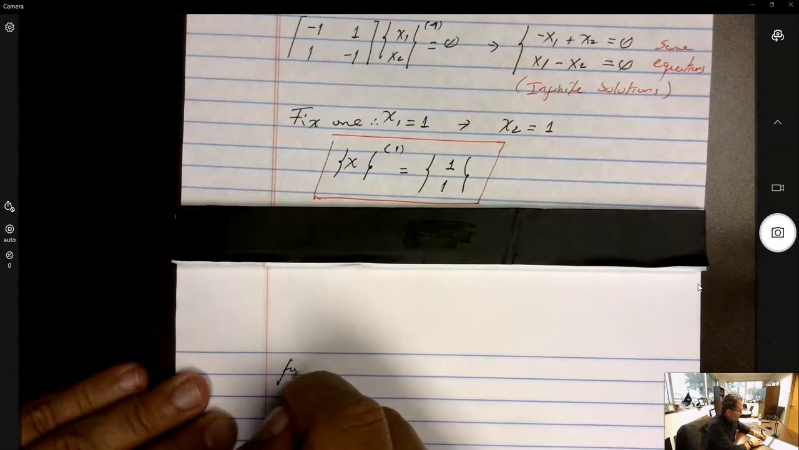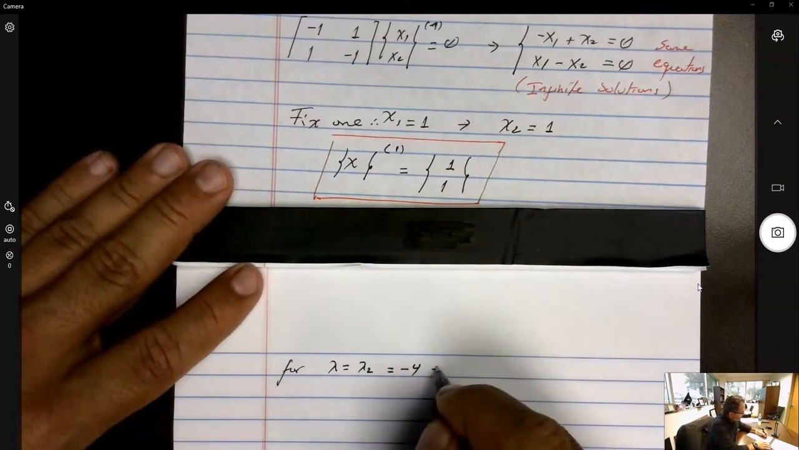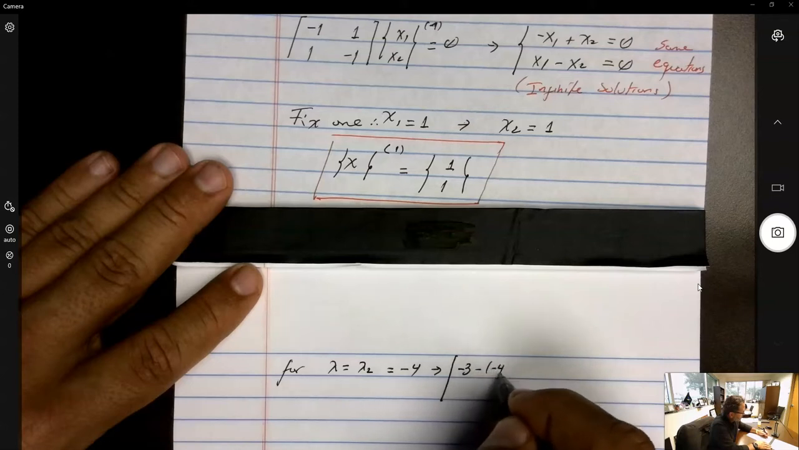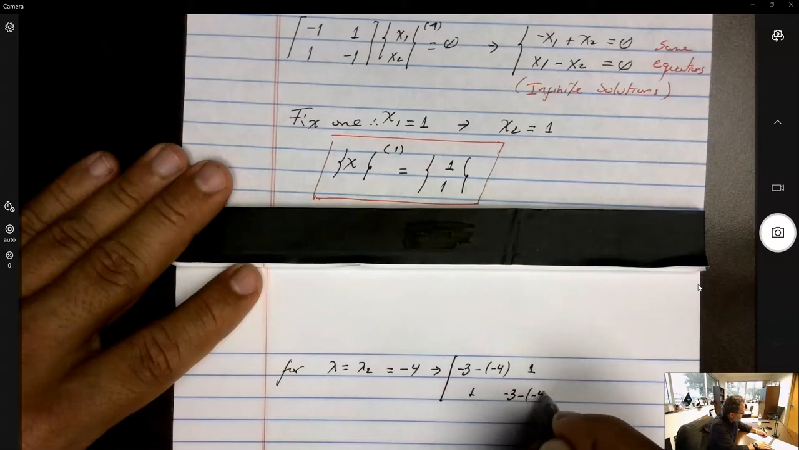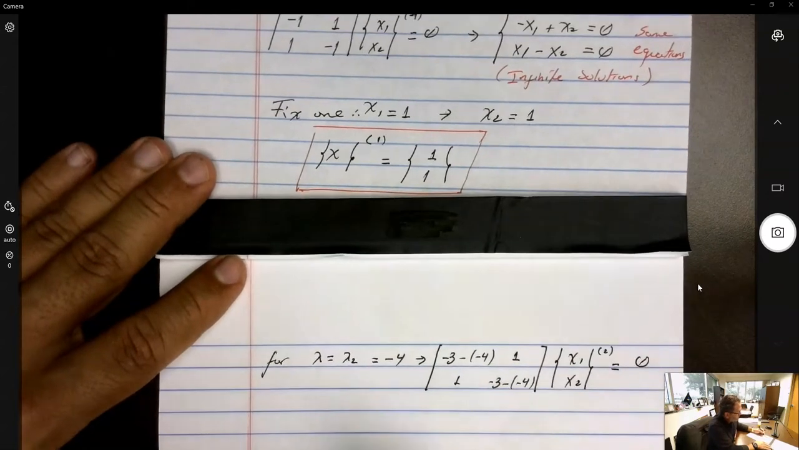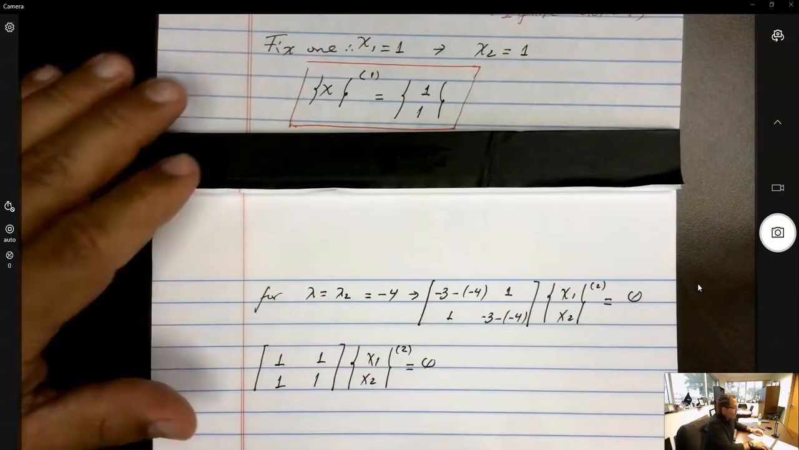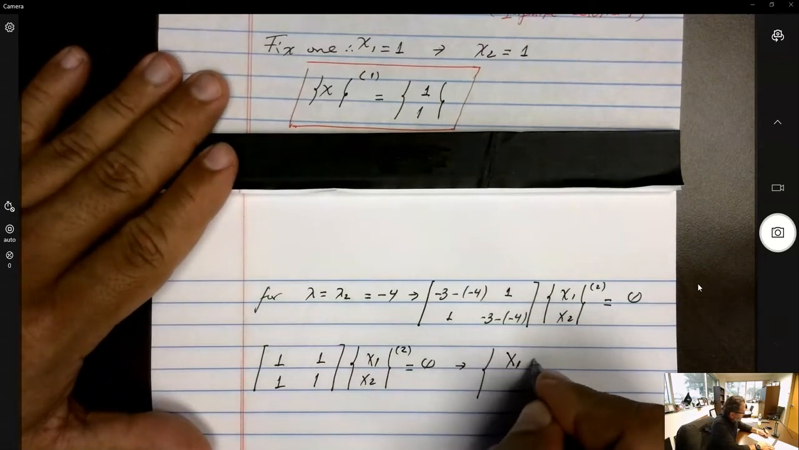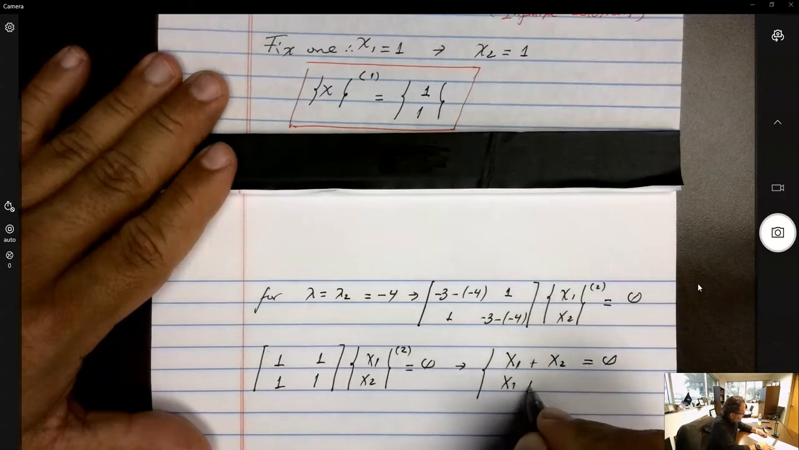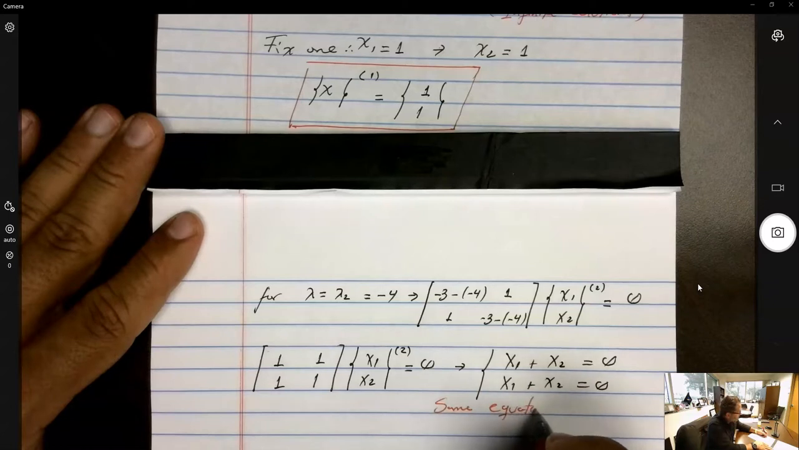So if we say for lambda equals lambda 2, which is equal to minus 4, the system would look like [minus 3 minus minus 4, 1; 1, minus 3 minus minus 4] times [x1, x2], the second eigenvector, is equal to 0. That would be [1, 1; 1, 1] times [x1, x2], second eigenvector, equals 0, which means that now you yield a system of equations that says x1 plus x2 is equal to 0, and x1 plus x2 is equal to 0. So again, these are the same equations, infinite solutions.